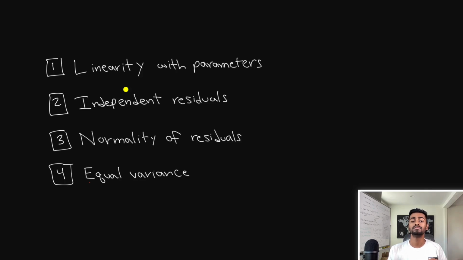Hello everyone, in this video we're going to look at the assumptions of linear regression and see what happens if we break them, at least its effects in the context of machine learning. So here I have 4 assumptions that I'm breaking down with linear regression. That's the linearity with parameters, independent residuals, normality of residuals, and the equal variance of residuals. So let's get to it.